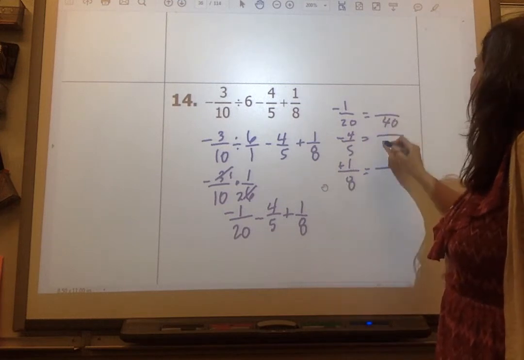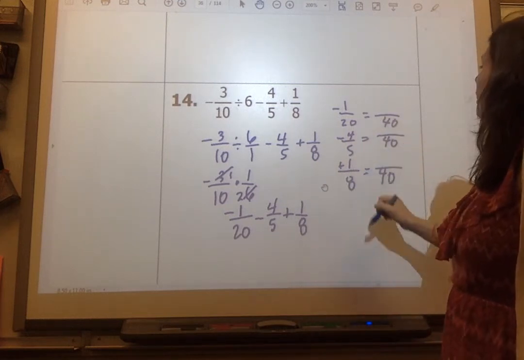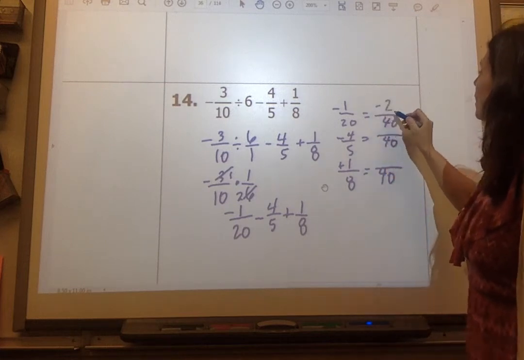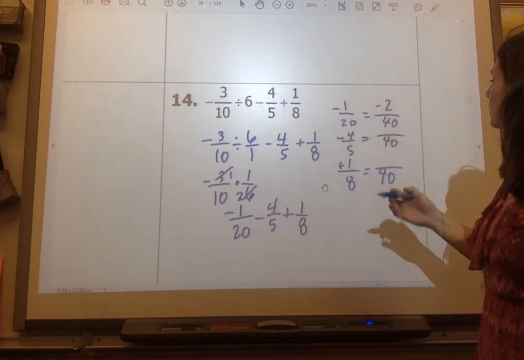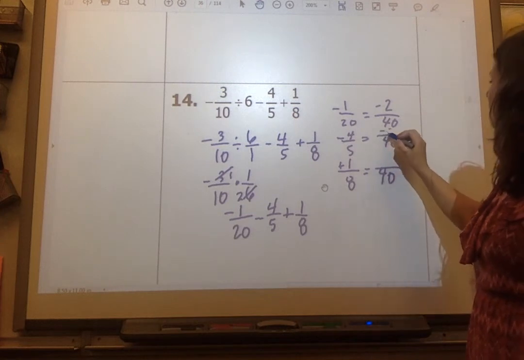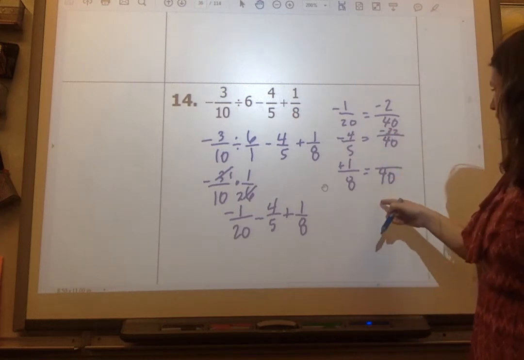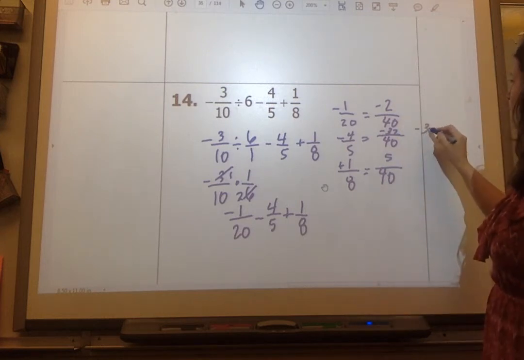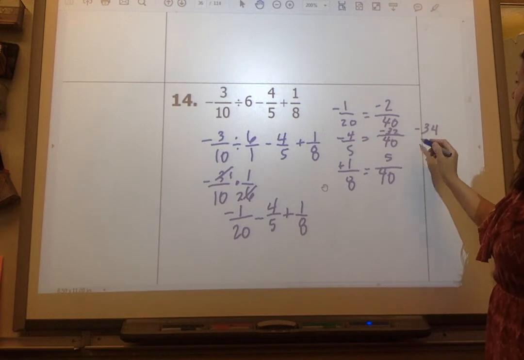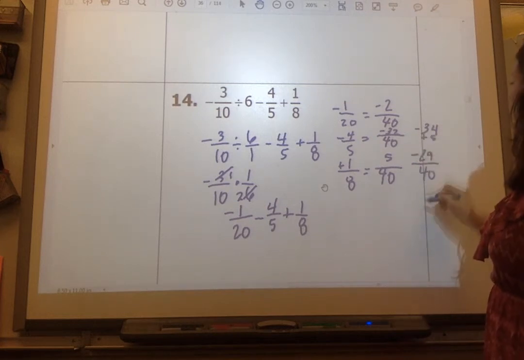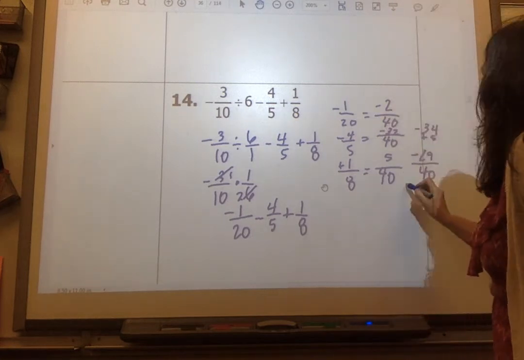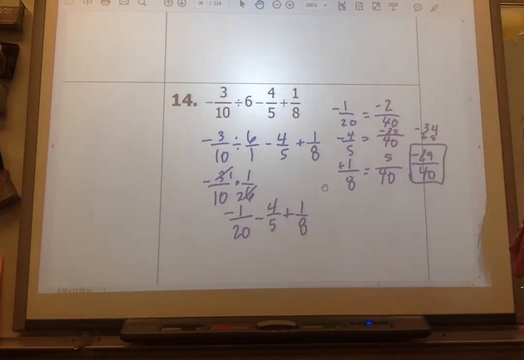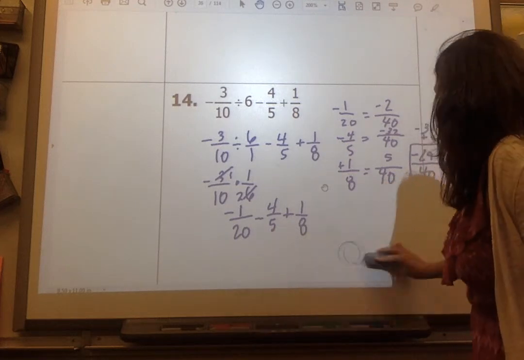And I can find a common denominator that these all go into. So 40 is my common denominator. 20 goes into 40 twice, so negative 2. So I'm making equivalent fractions. Here it's going to be negative 32, and here it's going to be 5. So I have a negative 32 and a negative 2 is negative 34. And then I have this positive 5, which gives me a negative 29 over 40. And negative 29 over 40 doesn't reduce, so that is my final answer. Okay? All right, so that is order of operations.